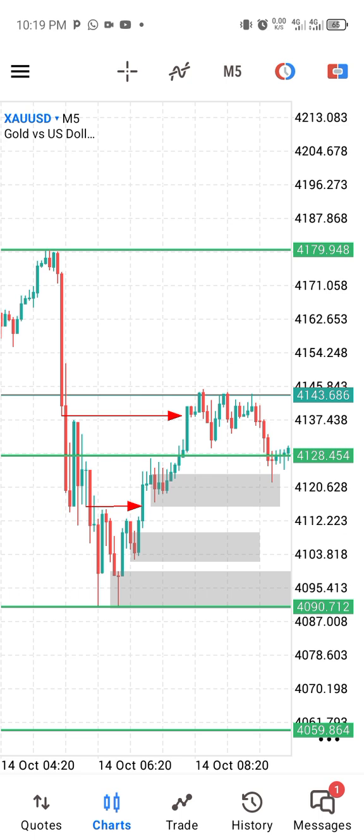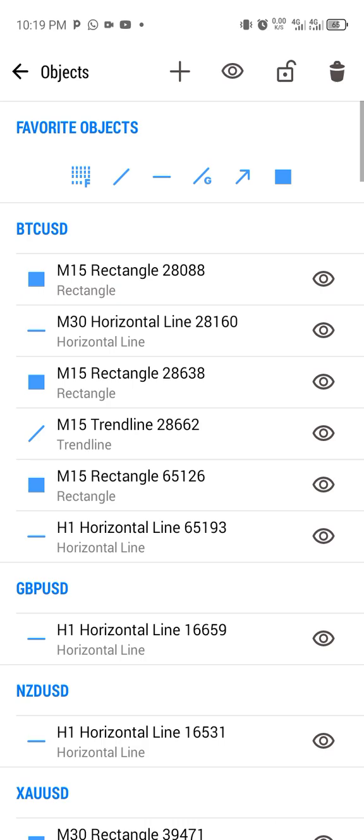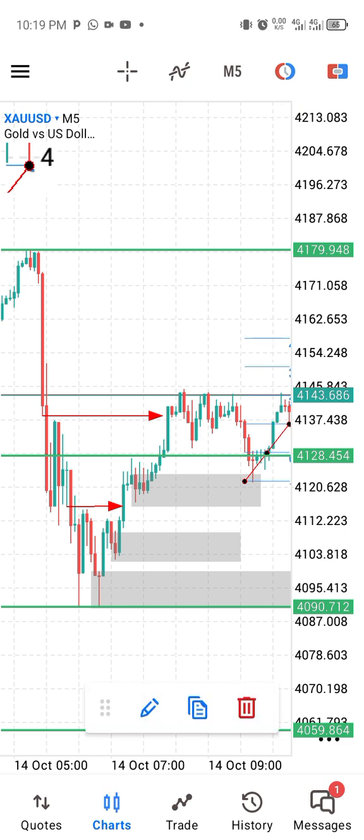Right here you can see that the market has already come to my area of interest. I will now enter the market here, targeting the same 1:4. Remember, 1:4. Okay, this is my 1:4. So let's see what happened.